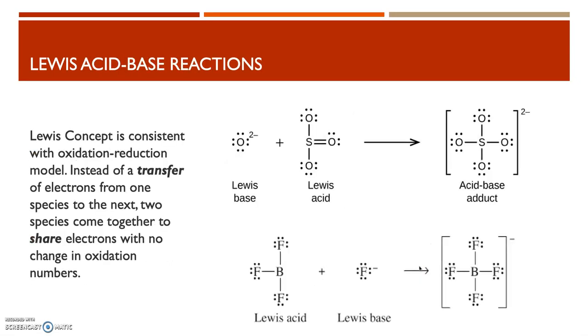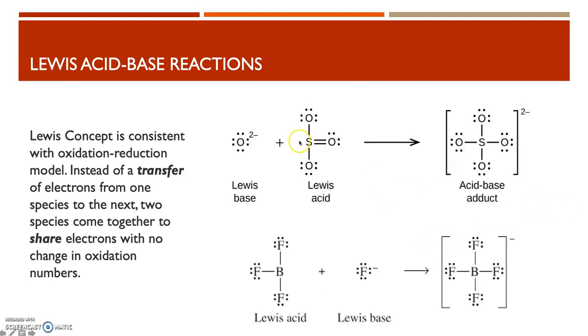So this Lewis acid-base reaction is consistent with the oxidation reduction model, but instead of a transfer of electrons from one species to the next, the 2 species come together to share electrons. So there's no change in the oxidation numbers here, but it's still about electrons, which is a little bit different than that Bronsted-Lowry definition where we're talking about the proton, the H+, that would go from one molecule to another. Here we're still talking about electrons and where electrons are. And when you move on to organic chemistry, 80% of the reactions that you'll see will be related to where the electrons are and how you move electrons from one place to another.